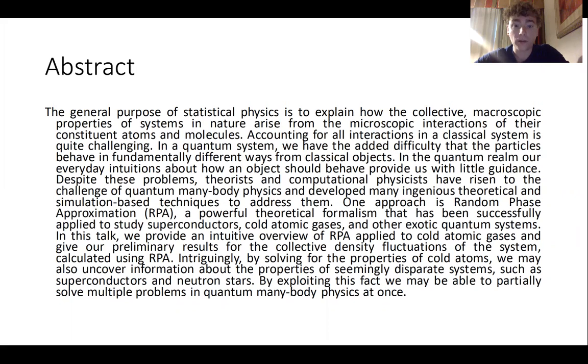In this talk, we provide an intuitive overview of RPA applied to cold atomic gases and give our preliminary results for the collective density fluctuations of the system calculated using RPA. Intriguingly, by solving the properties of cold atoms, we may also uncover information about the properties of seemingly disparate systems, such as superconductors and neutron stars. By exploiting this fact, we may be able to partially solve multiple problems in quantum many-body physics at once.